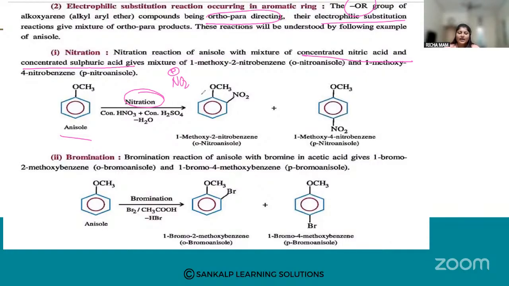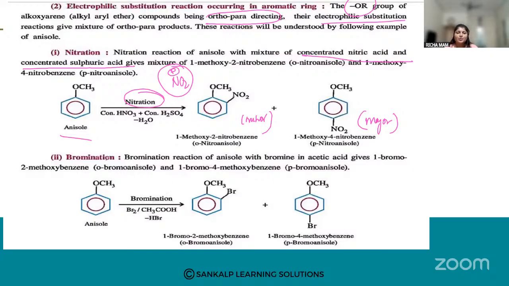That will react at the ortho and para positions, so it will activate the aromatic ring, and I'm going to get the ortho and para substituted products. First I have got ortho-nitroanisole, and here I've got para-nitroanisole. The para compound is more stable; this is the major and this is the minor. The nitrating mixture, students, is concentrated HNO3 plus concentrated H2SO4, which will give you the nitronium ion.